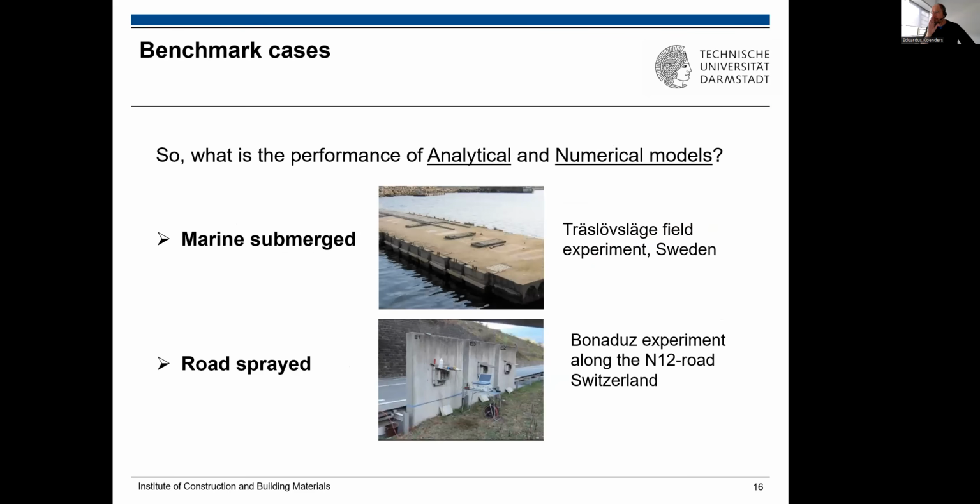So the question is then, what is the performance? Not what is a good model or what is a bad model, but finally, how do models respond to different situations? That is what we try to answer: which model responds best in a marine submerged case, or which one do you need when you have a road spray case.